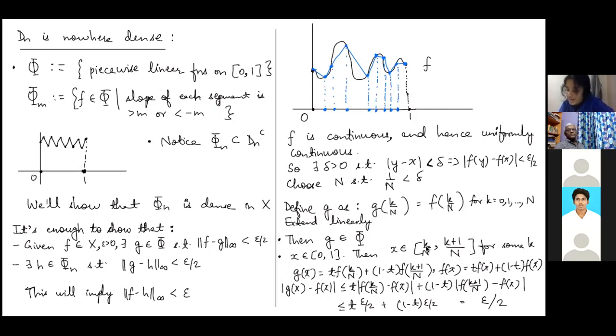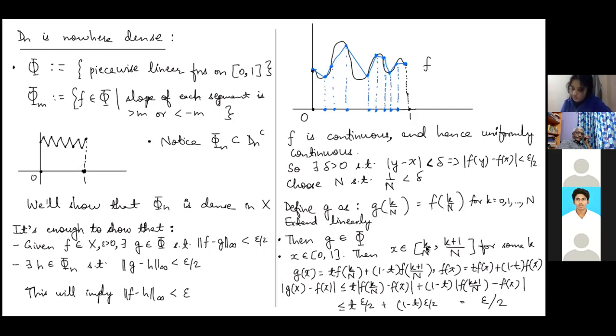So that function by construction will be piecewise linear. What we have to ensure is that the distance between this linear segment and this graph of f everywhere is less than epsilon by 2. And for that, what we have to ensure is that the blue dots here are close enough. Okay, that's roughly what we're going to do. So let's just make that rigorous now.